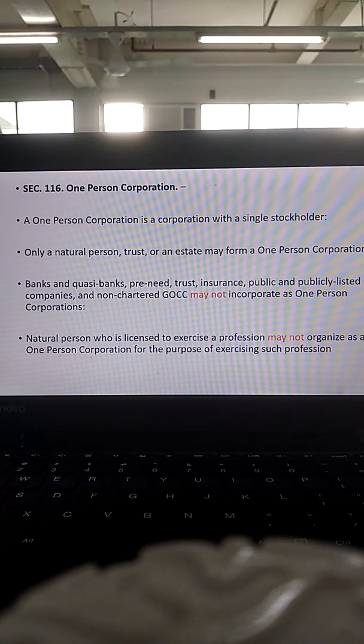Okay? The next bullet is that a natural person who is licensed to exercise a profession may not organize a one-person corporation for the purpose of exercising such profession. Okay? So take note of this, that a licensed certified public accountant cannot or may not, okay, organize a one-person corporation. The reason is because of the nature of the corporation, which is, andun na po sa pangalan niya na meron pong tatak na for commercial purposes or for profit purposes. Meaning, pera po ang purpose. While in the practice of profession, it is only secondary yung pong financial reason. Because the primary reason is to provide quality service to the public. Okay? So, ganun po yan.